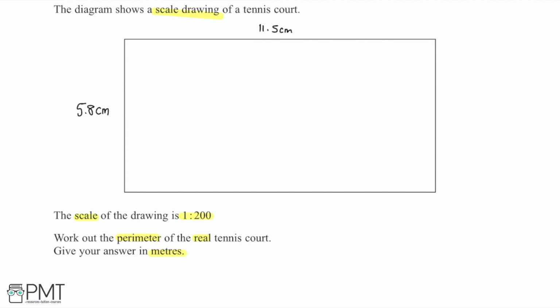I can now use this and scale it up to work out what the width and height of the actual tennis court are going to be. So if the scale is 1 to 200, this means that I'm going to need to multiply both of my values by 200 to find the real values. So for example, 1 centimetre in the drawing is going to be 200 centimetres in real life.